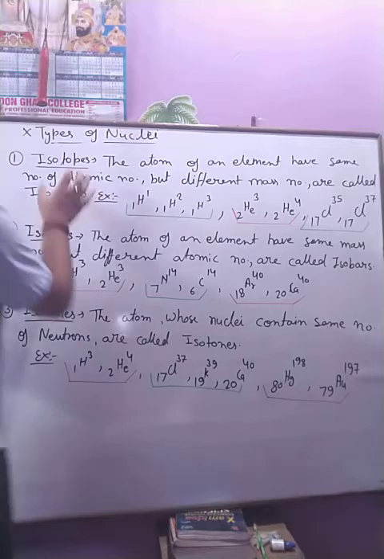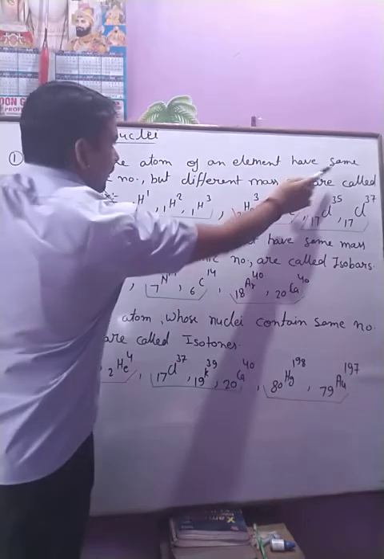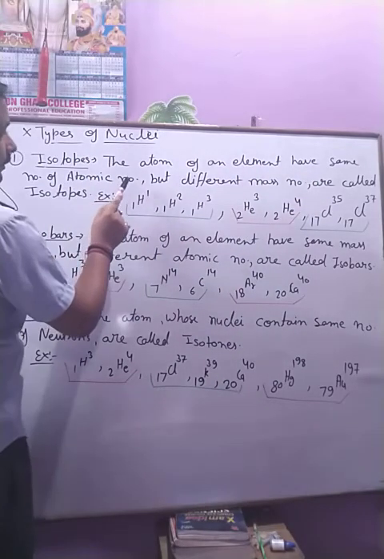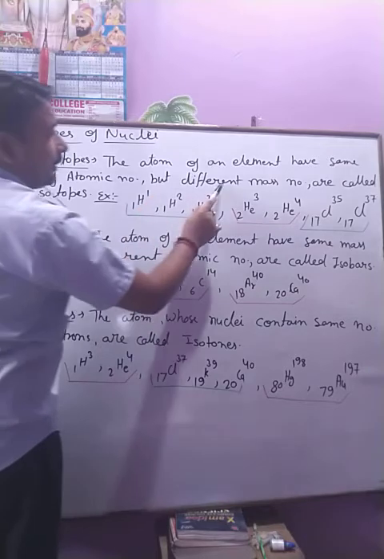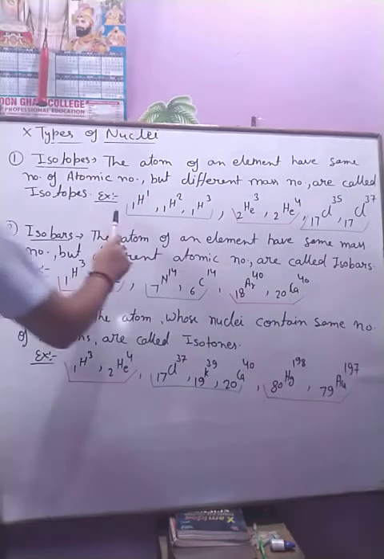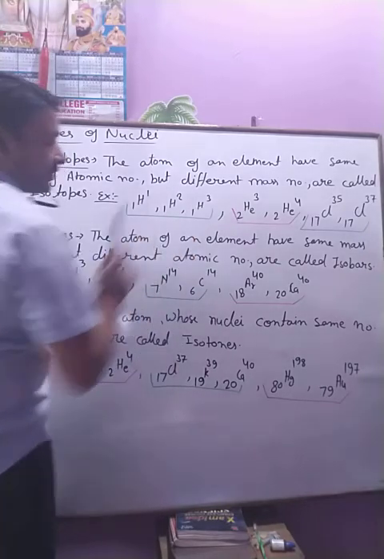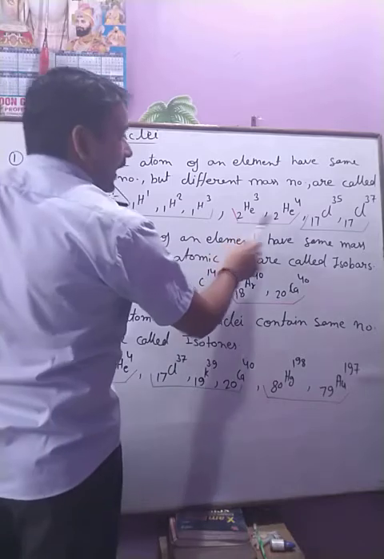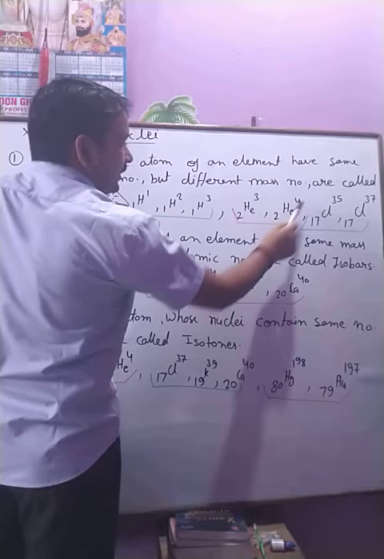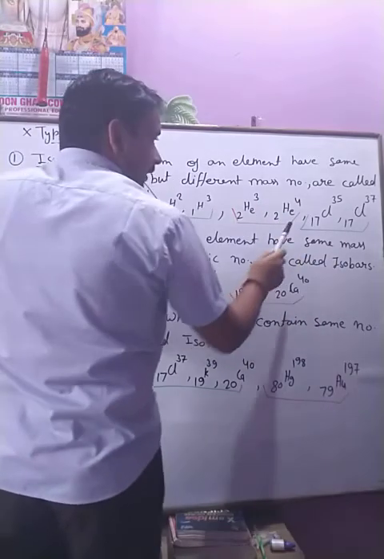Now, first, isotopes are those elements which have the same atomic number but different mass numbers. For example, hydrogen has three isotopes: 1H1, 1H2, 1H3. A second example: helium has two isotopes, that is 2He3 and 2He4. Okay.